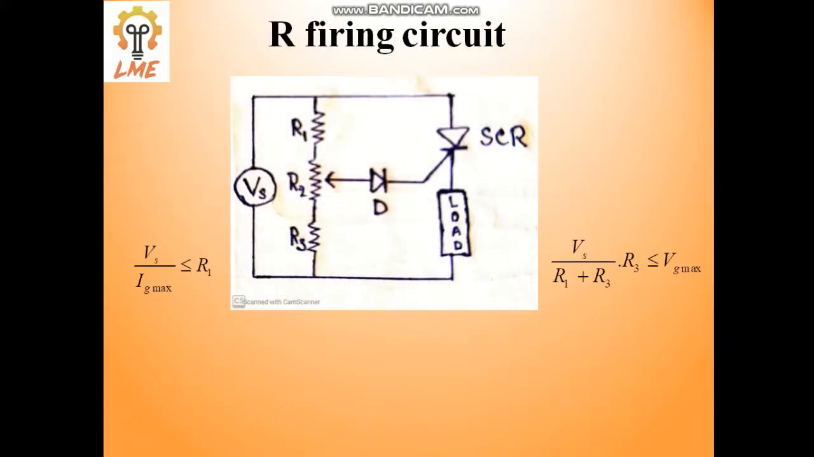So this is the circuit diagram for an R firing circuit. There is a supply over here that is denoted by Vs, and we are using three resistors: one is R1, another is R2, and the last one is R3. This is our load, and this is our actual SCR. We already know this side is known as the anode, this side is known as the cathode, and this particular terminal is known as the gate. We will fire this terminal with the help of this diode and these three resistors.